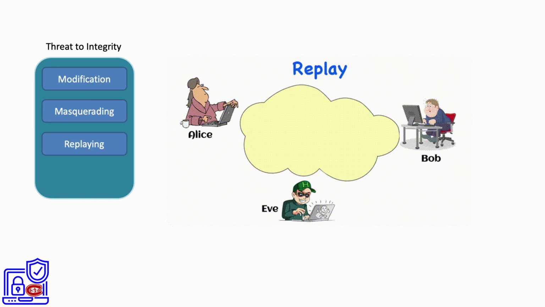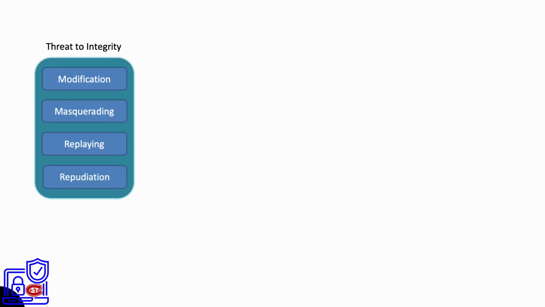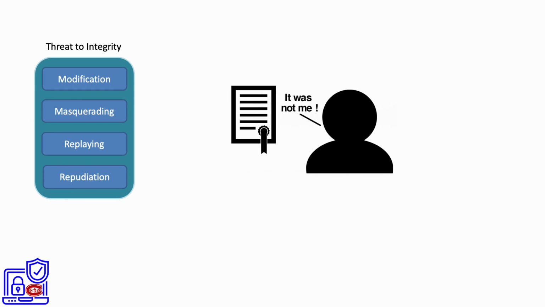Replaying is another attack. The attacker obtains a copy of a message sent by a user and later tries to replay it. As you can see in this example, the lady is asking the man to pay only €100, but the attacker captures this message and sends it again, which leads the man to think that he has to pay €200 in total. Repudiation occurs when either the sender denies that the message was sent, or the receiver denies that the message was received.